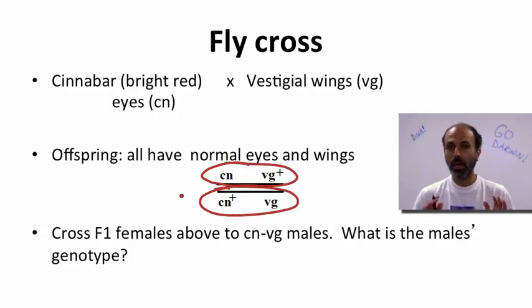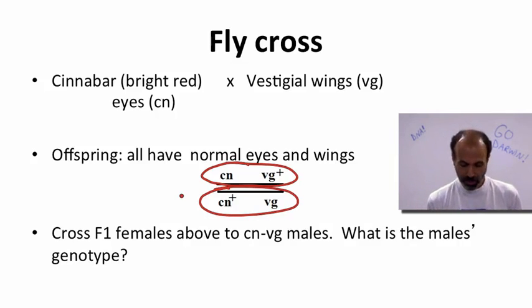This is the combination. Now we're going to assume that these are actually on the same chromosome, which actually they are, but let's just assume that we're guessing that. Now let's say we cross F1 females. So these are what's referred to as the F1 females, these offspring up here. Let's say we cross them to males that have the cinnabar mutation and the vestigial mutation.